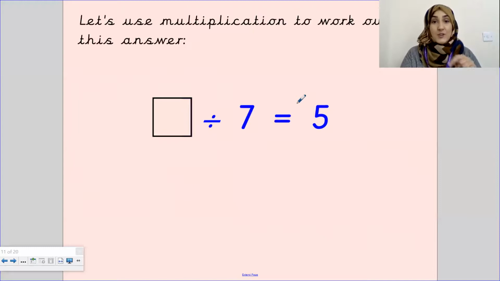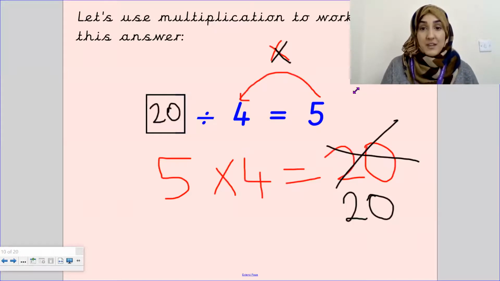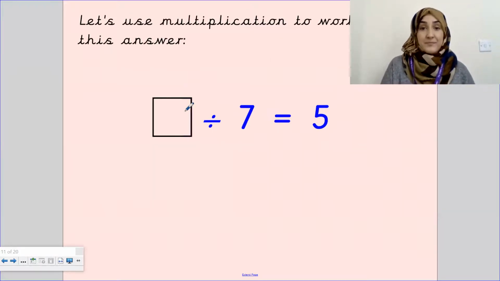Now, can you try doing this one by yourself? I'm going to make myself a little bit bigger. Can you try doing this one by yourself? So use the exact same example that I've provided here. So start with the end number, multiply it by the second number, and you will get your answer. Have a go. So if you can't count in your 7s, count in your 5s. Hold up 7 fingers and count in your 5s.